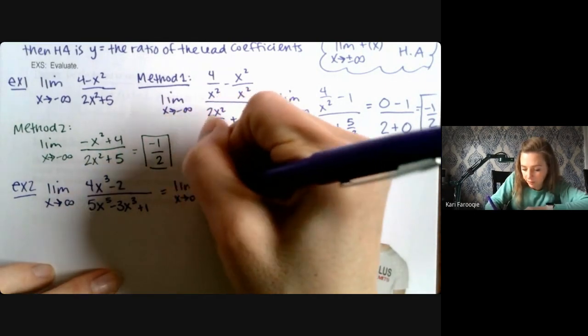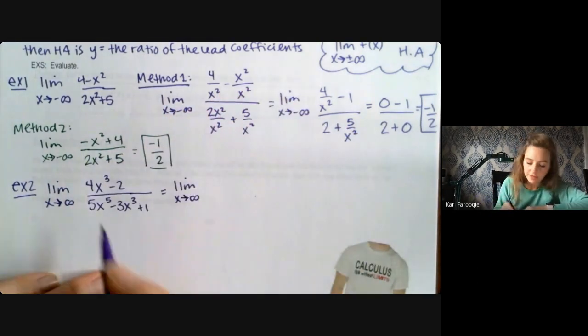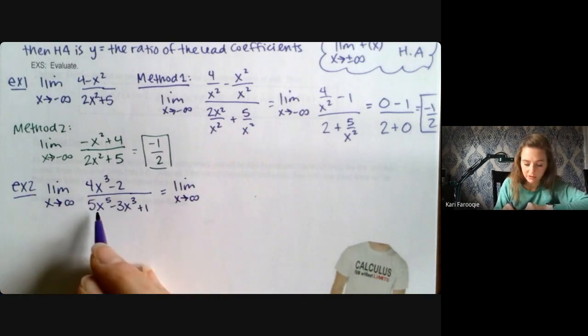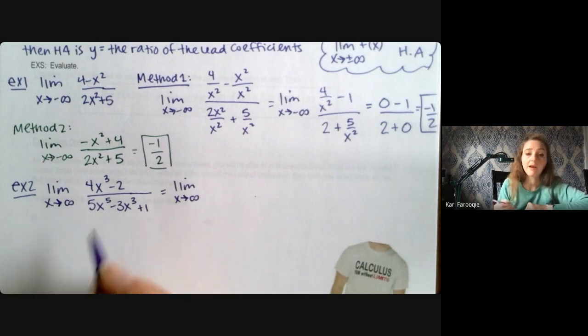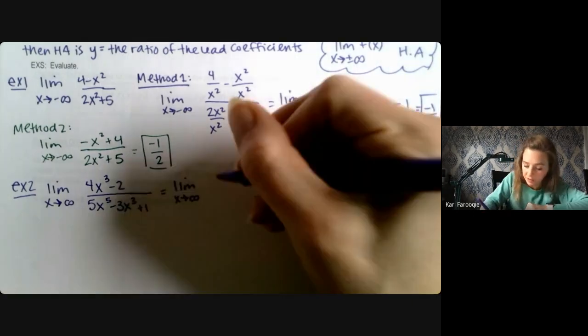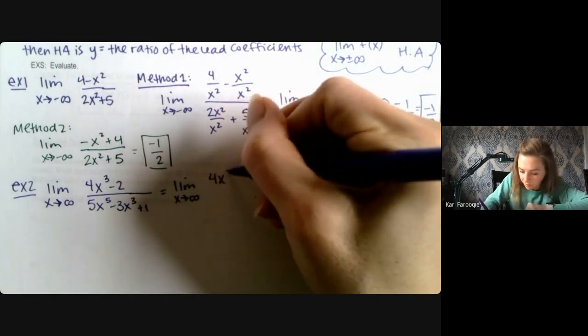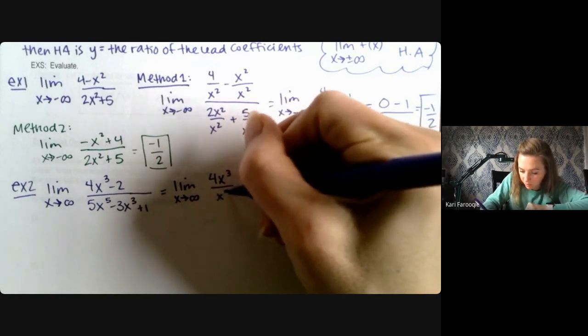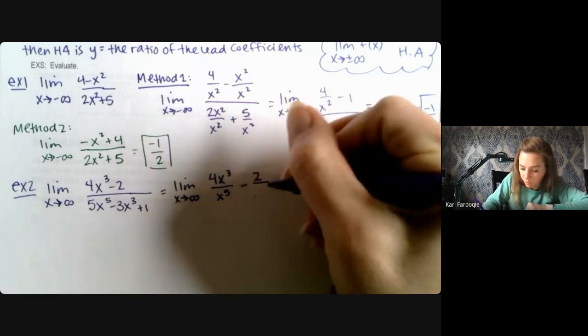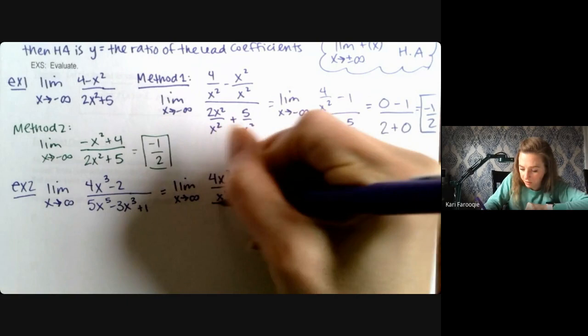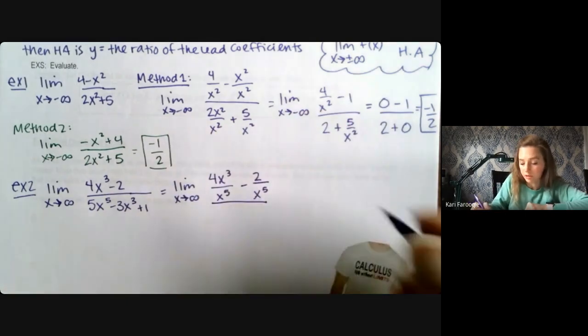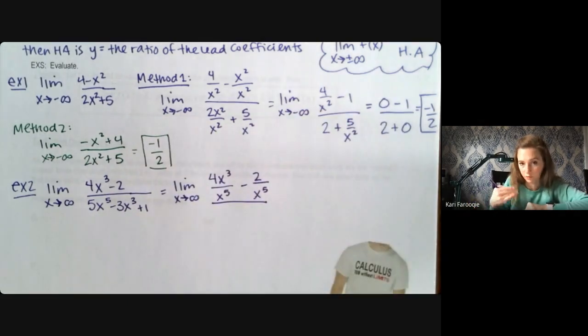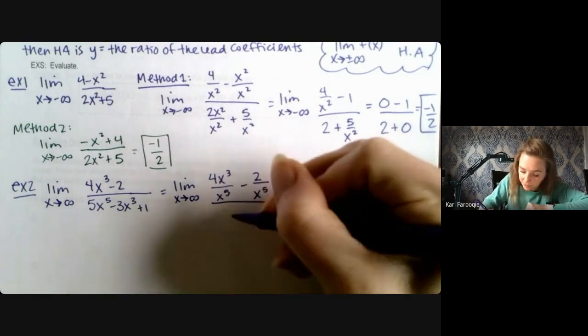So I'm going to rewrite my limit. And then I'm going to take each term and divide it by x to the 5th power, because x to the 5th is the highest power of x that I see in the denominator. So I'm going to take 4x cubed and divide it by x to the 5th. 2 will also be divided by x to the 5th. Remember, the goal here is to get forms of c over x to the nth power.